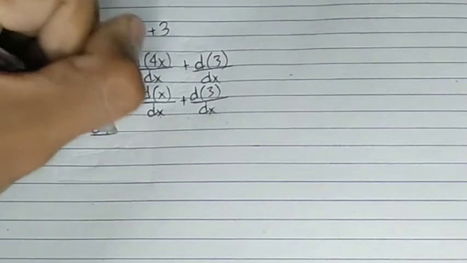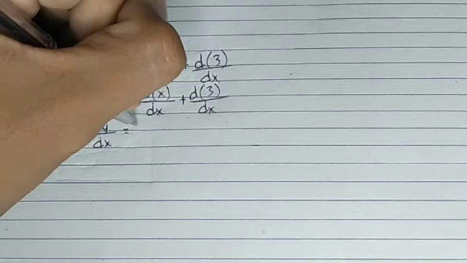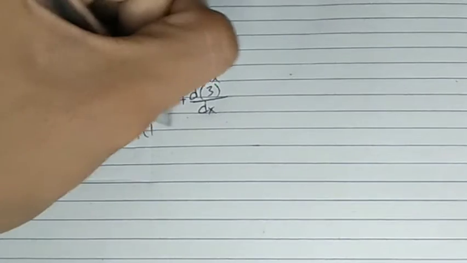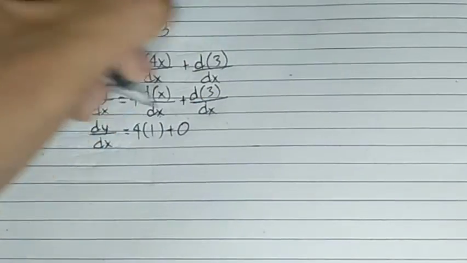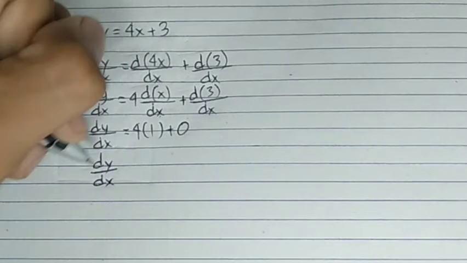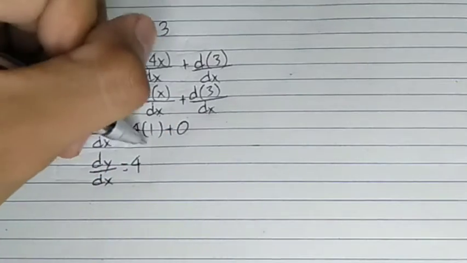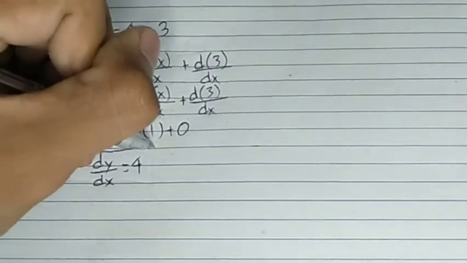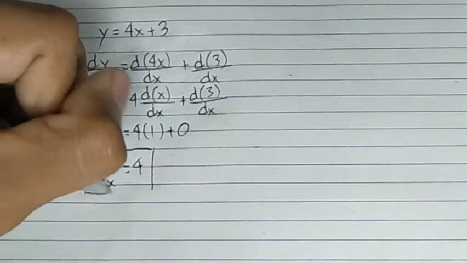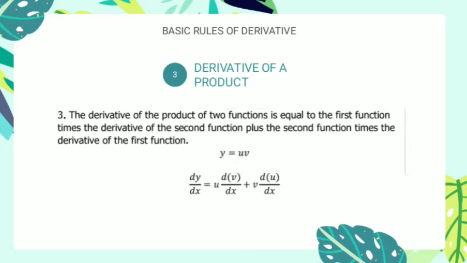Then we apply the substitution. dy over dx is equal to 4 times 1, and then the derivative of a constant, which is 3, and the derivative of 3 is 0, so 4 times 1 plus 0, and the answer is dy over dx is equal to 4. The next rule is the derivative of a product.